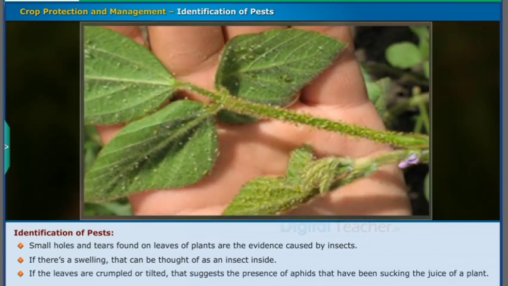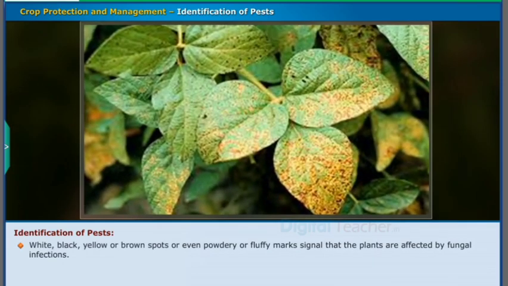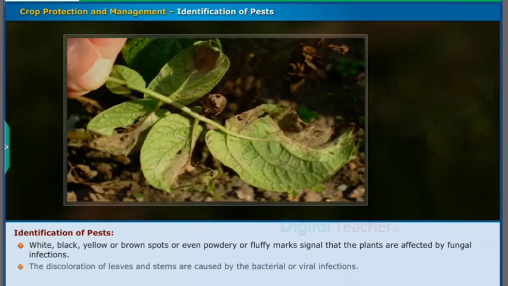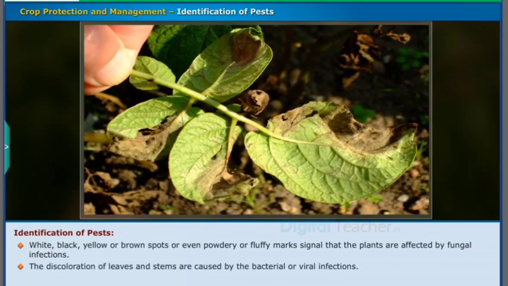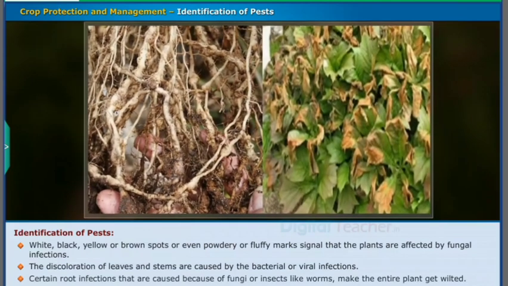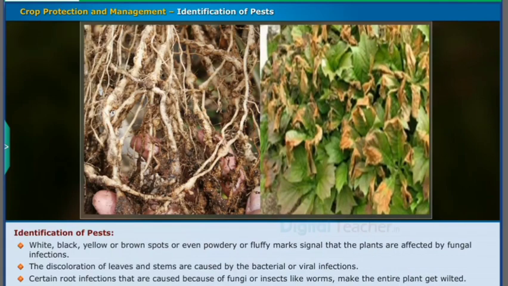If the leaves are crumpled or tilted, that suggests the presence of aphids that have been sucking the juice of a plant. White, black, yellow, or brown spots, or even powdery or fluffy marks signal that the plants are affected by fungal infections. The discoloration of leaves and stems are caused by the bacterial or viral infections. Certain root infections that are caused because of fungi or insects like worms make the entire plant get wilted.